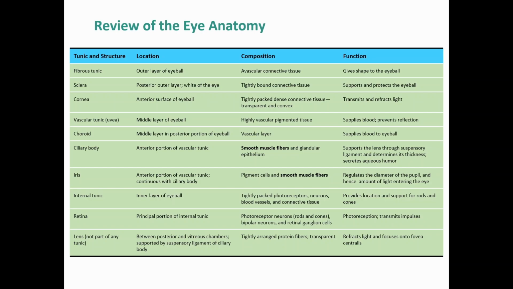And this is just a table that can help you understand it a little bit better so that you can take the time to understand the different parts. You may see things like the retina called the neural tunic, the vascular tunic or the choroid, and you may see the sclera called the fibrous tunic. Those again are just somewhat interchangeable terms. And then everything else here is just simple in terms of location, function, composition.